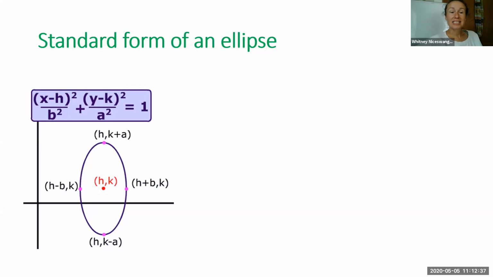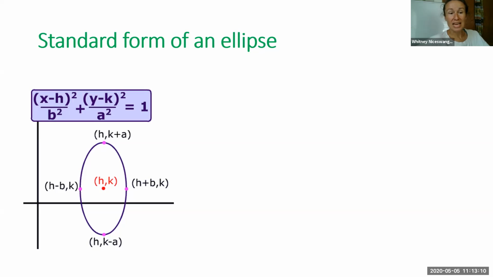So let's just take a look at the standard form of an ellipse with the generic equation. So we can move our ellipse around. Its center can be moved anywhere around the plane. The center is going to be (h, k). Just like before, that number right next to x, the opposite of that is the x coordinate of the center. The number right next to the y, the opposite of that is the y coordinate of the center.